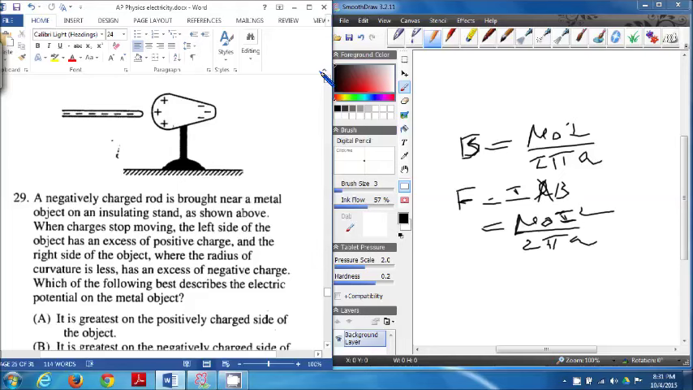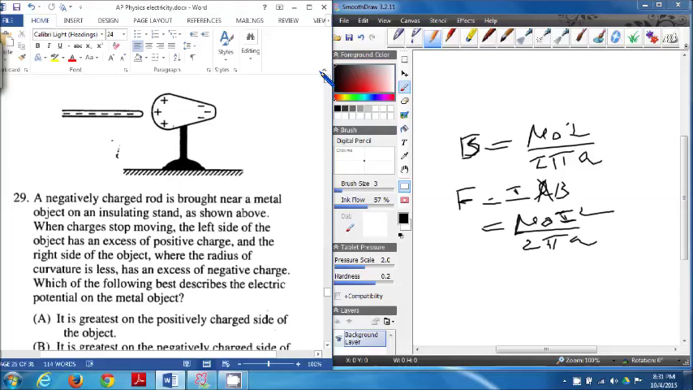A negatively charged rod is brought near a metal object on an insulating stand as shown above. When charges stop moving, the left side of the object has an excess of positive charge and the right side of the object, where the radius of curvature is less, has an excess of negative charge. Which of the following best describes the electric potential on the metal object?